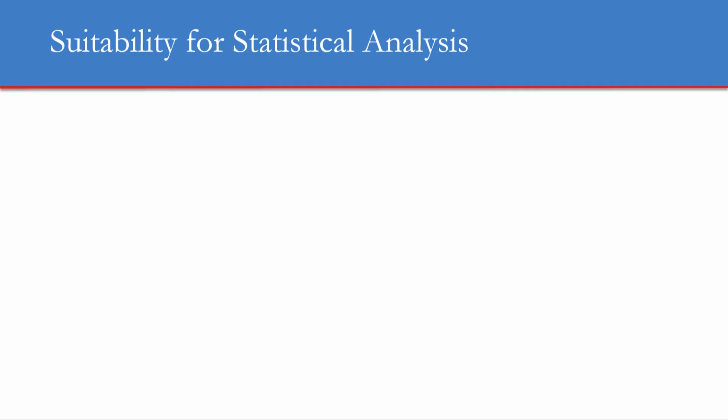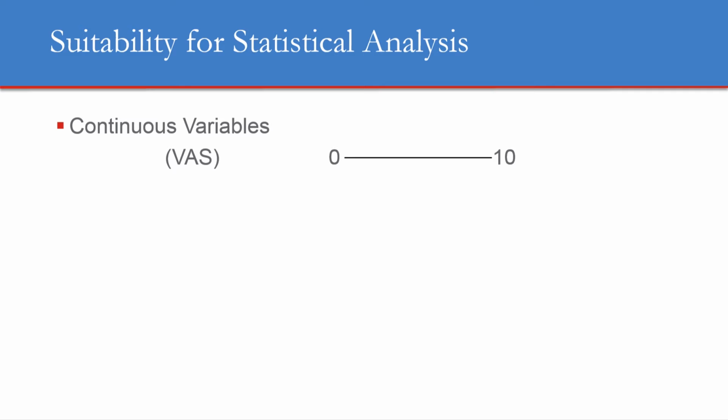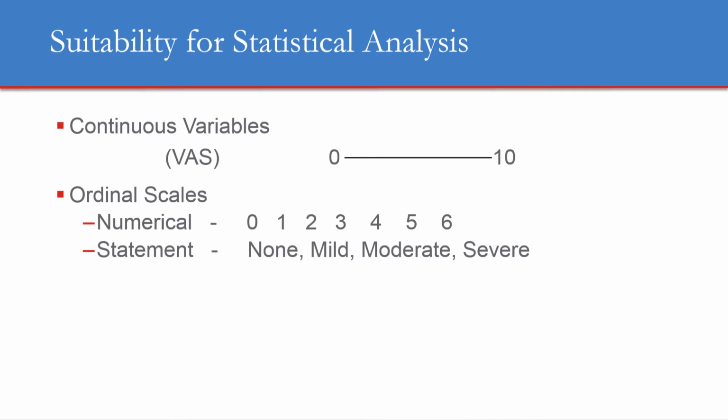Another characteristic of a good outcome measure is that it should be measured on a scale suitable for statistical analysis. If our measure cannot be analyzed statistically, it may not be of much use to us. Examples of suitable measures are continuous variables, such as those measured on a visual analog scale, ordinal scales, which may be numerical, such as 0, 1, 2, and so on, or statements such as none, mild, moderate, severe. Finally, our measure could also be on a nominal scale, such as yes, no answers.